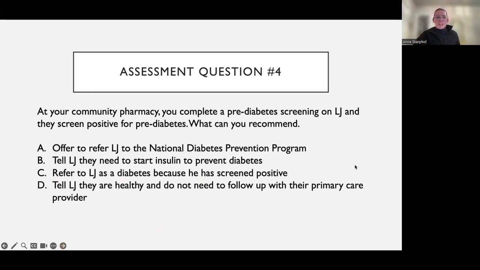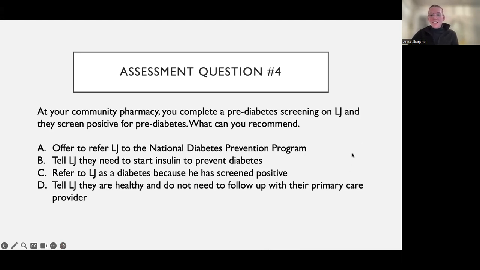And our last question here. At your community pharmacy, you complete a prediabetes screening on LJ and they screen positive for prediabetes. What can you recommend? First option would be to offer to refer LJ to the National Diabetes Prevention Program. Tell LJ they need to start insulin to prevent their diabetes. Refer to LJ as a diabetic because he has screened positive. Or tell LJ that they are healthy and do not need to follow up with their primary care provider.